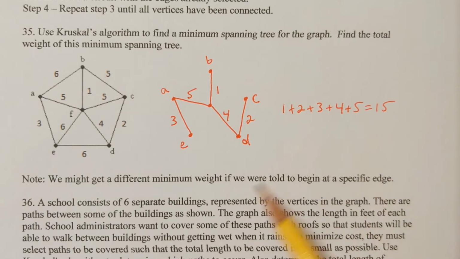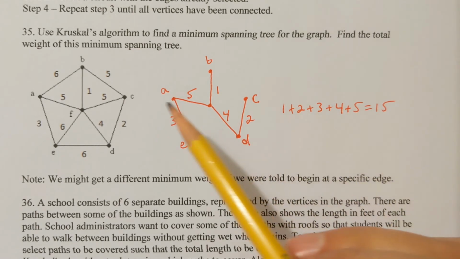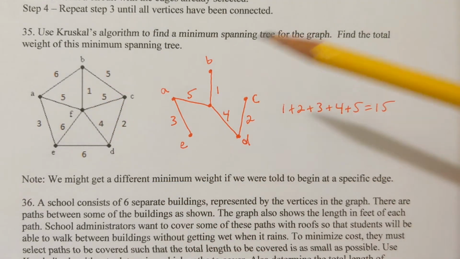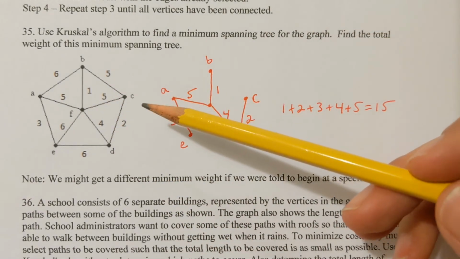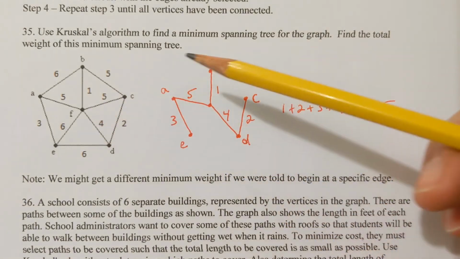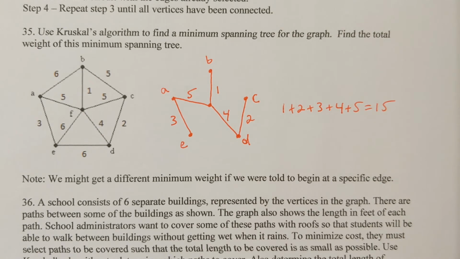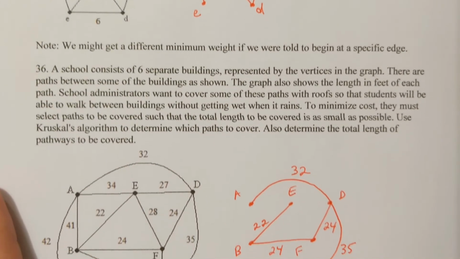Okay. Now there's a note there saying that we might get a different minimum spanning tree if we were told to begin at a specific edge. With this one I just saw BF, so I started there. But if I were told to start at like FD, well, it's possible that I might get a different spanning tree.